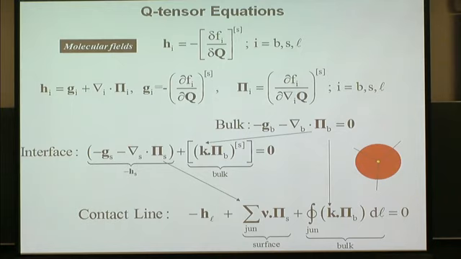Then using the divergence theorem for the interface, you balance the surface molecular field with the jump couple here. And for the contact line, you balance the line molecular field with the surface junction that comes from the surface here, the surface junction term, and the line contributions from the bulk couple right here.